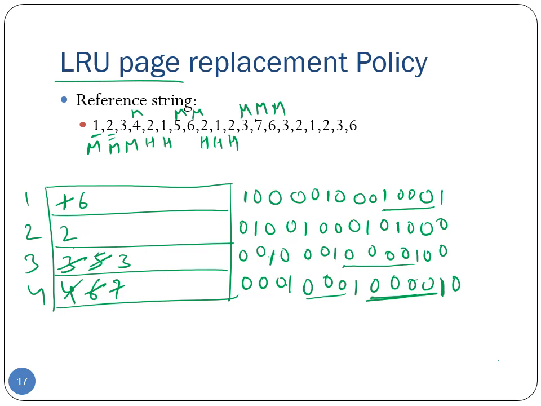Then we have 3, which is present in the third line, so this is going to be a hit, and let's update the reference strings. 2 is again a hit, it hits in the second line, so update the reference strings.